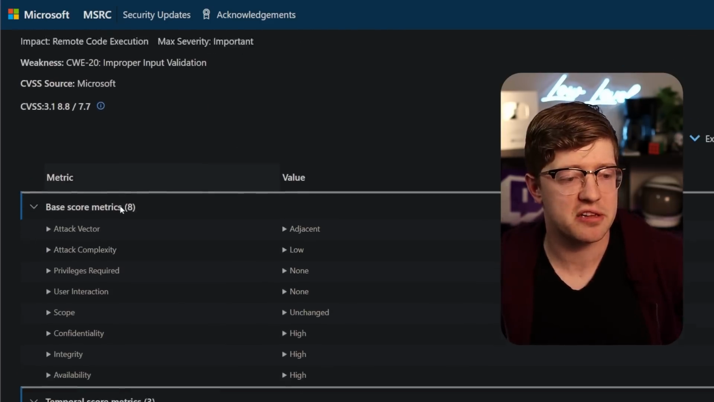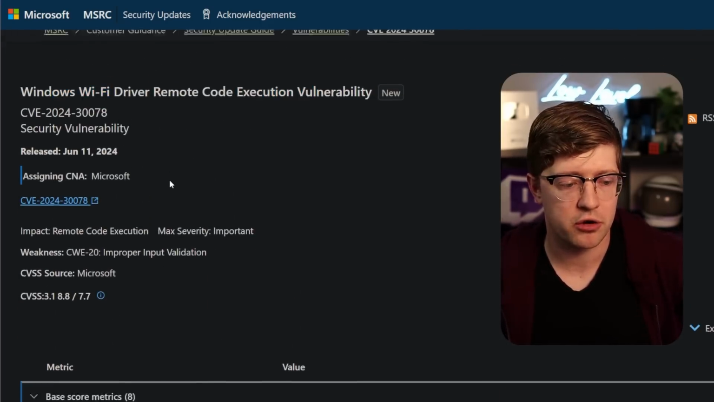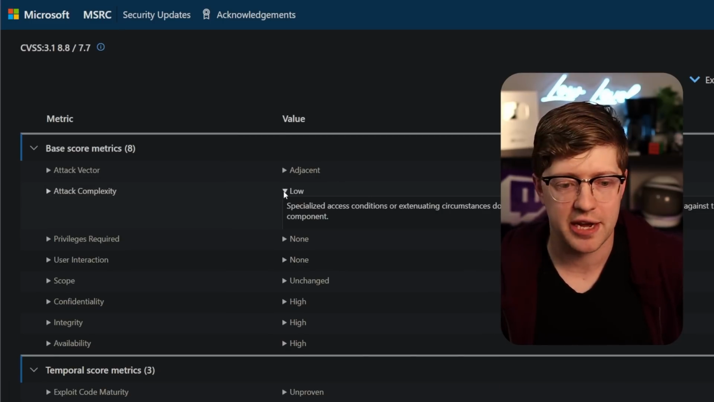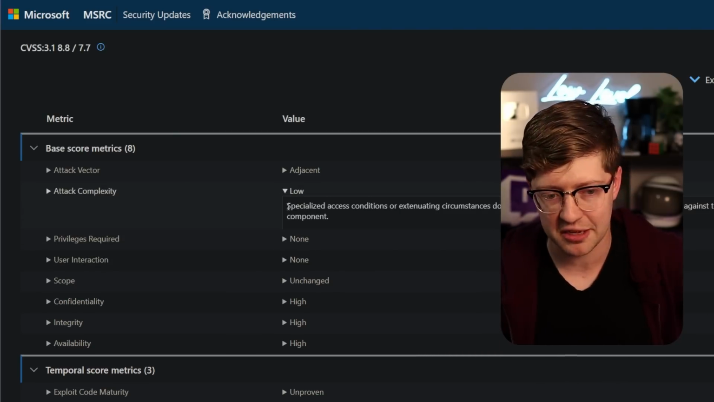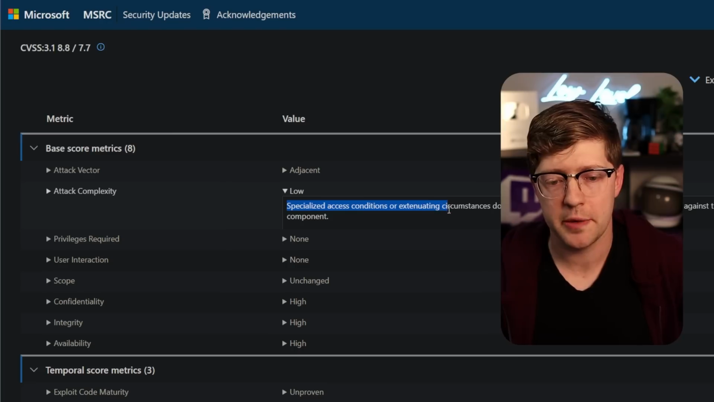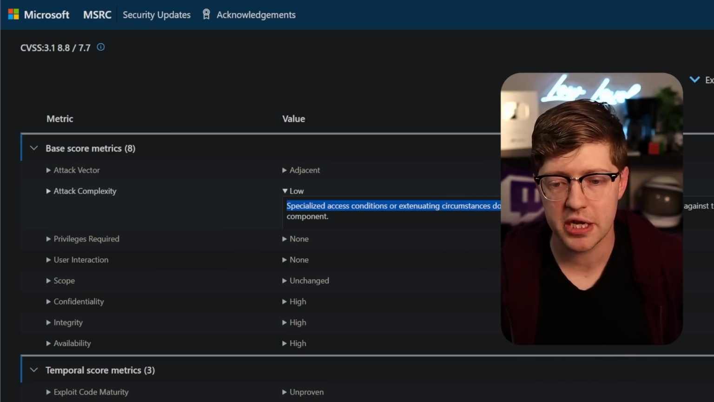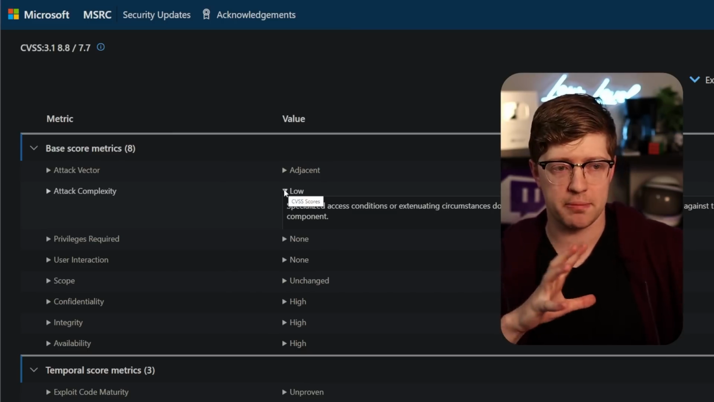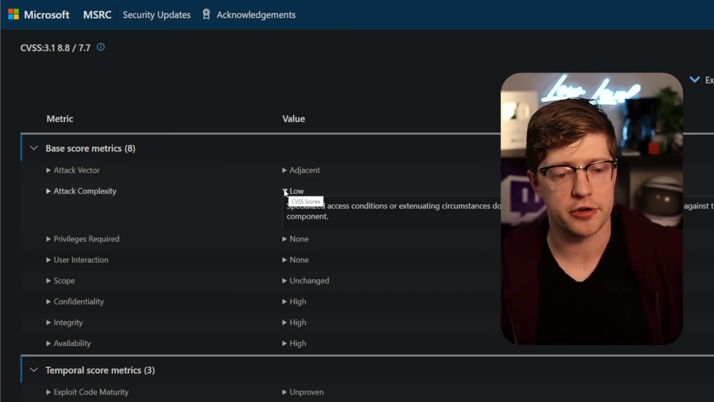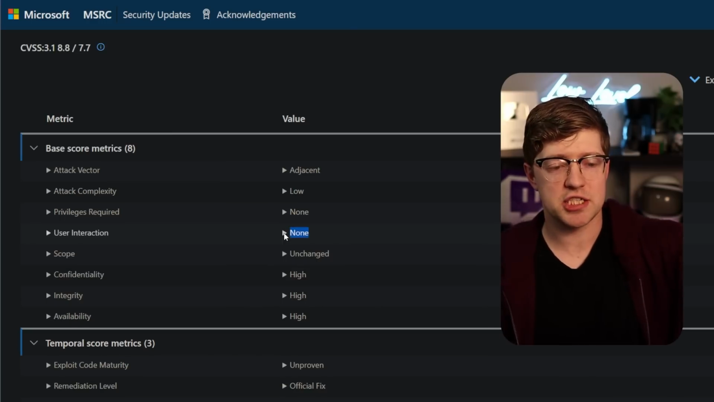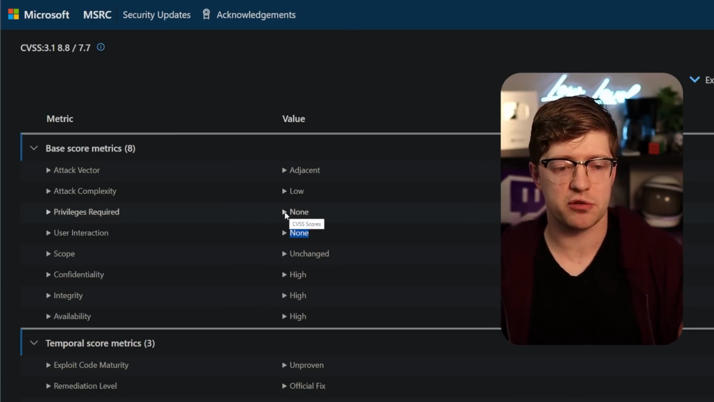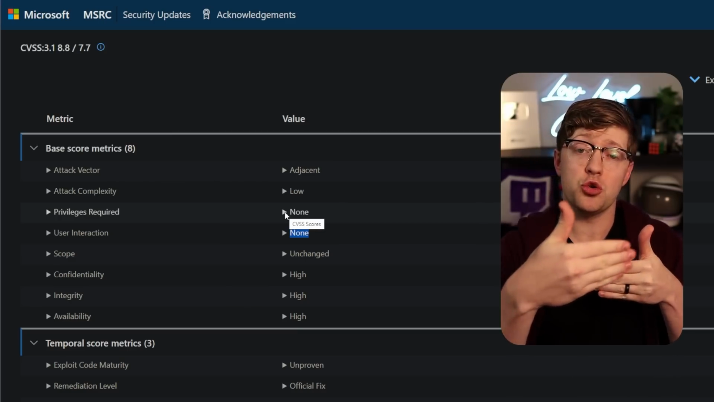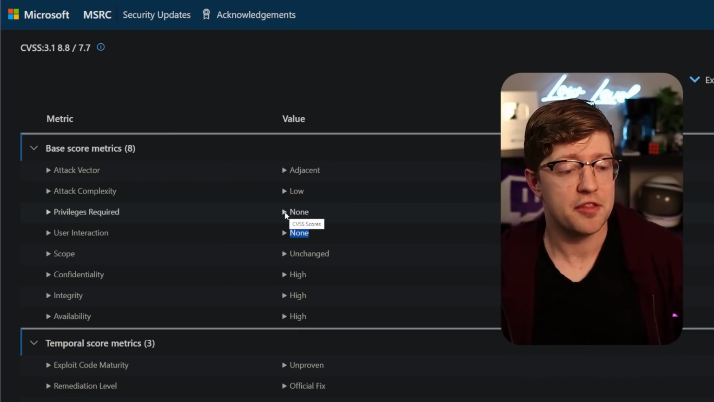What's scary is that not only is it a remote code execution vulnerability in the Windows kernel, but it's also a low attack complexity. Again, they don't give a lot of detail about what this actually means. I'll read that it says specialized access conditions or extenuating circumstances do not exist. An attacker can expect repeatable success against the vulnerable components. So that means that there isn't a lot you have to do to make the computer vulnerable. It is vulnerable by default, right? And the user who's getting attacked needs to have zero interaction. The privileges required to do this attack are none. So basically, you can go from unauthenticated remote to kernel mode authenticated via this exploit.